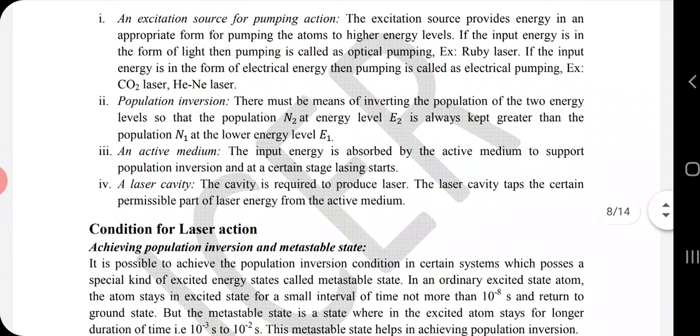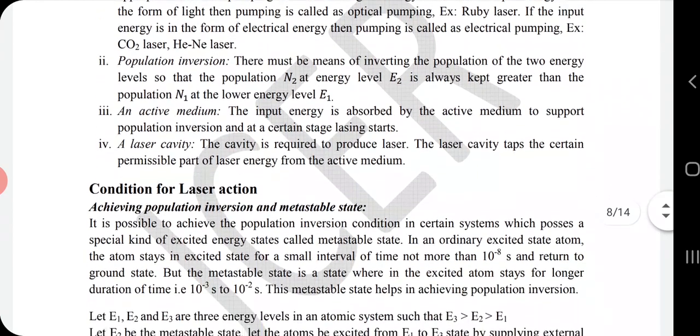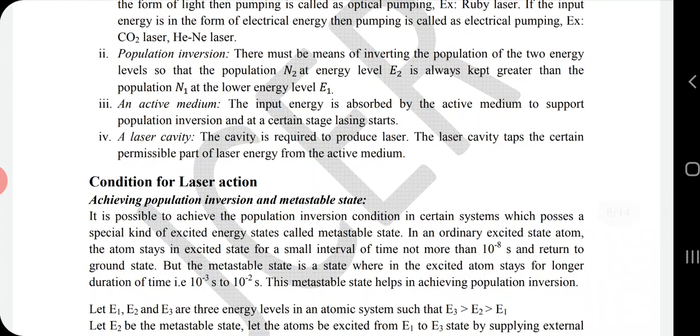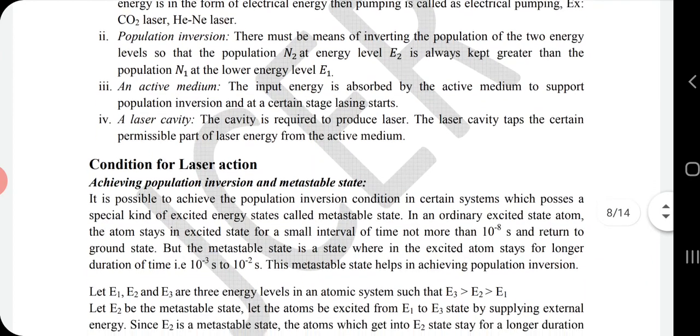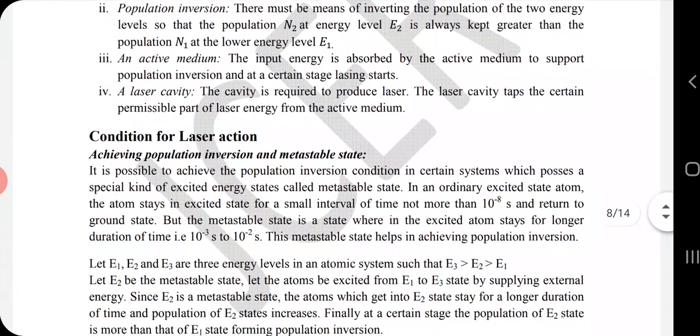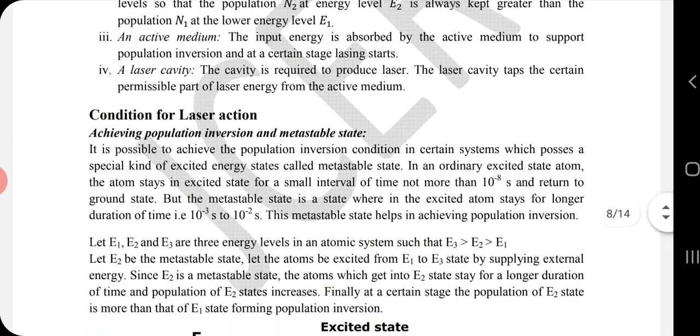The second one is population inversion. That means higher state atoms are more than the lower state. The third is that there should be an active medium, without which we cannot lase. Then the fourth one is the lasing cavity. We need the cavity to fill the active medium.